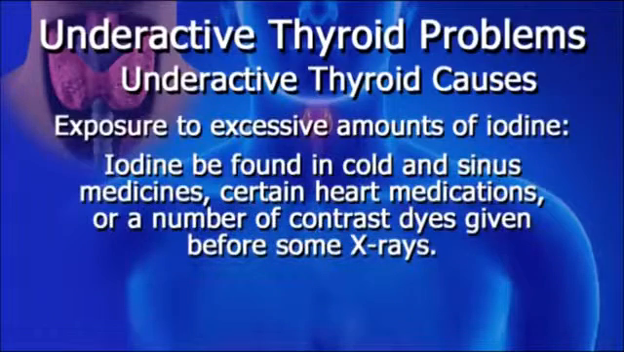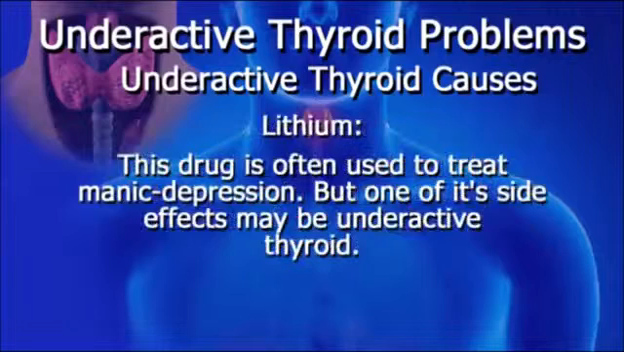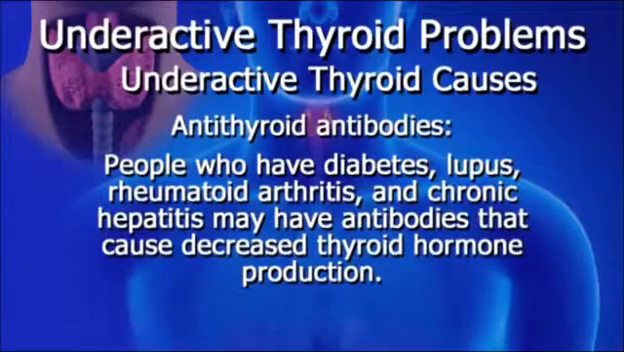Exposure to excessive amounts of iodine. These can be found in cold and sinus medicines, certain heart medications, or a number of contrast dyes given before some x-rays. Lithium. This drug is often used to treat manic depression, but one of its side effects may be underactive thyroid. Antithyroid antibodies. People who have diabetes, lupus, rheumatoid arthritis, and chronic hepatitis may have antibodies that cause decreased thyroid hormone production.